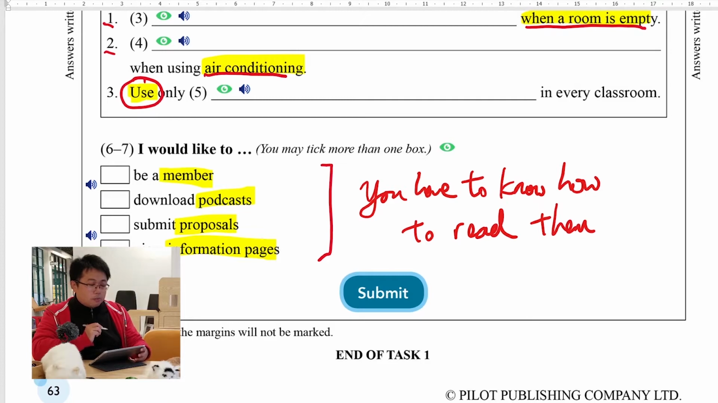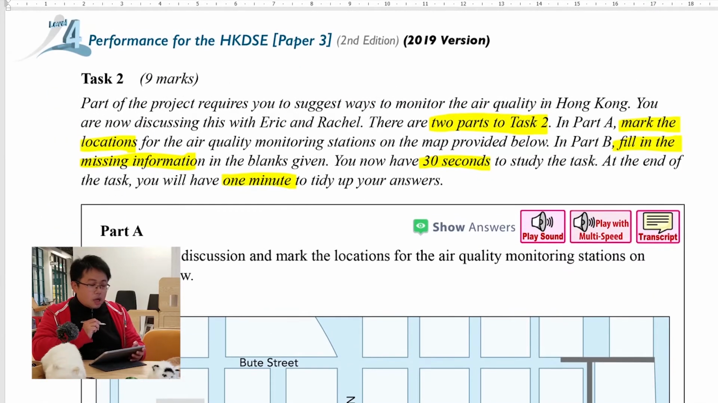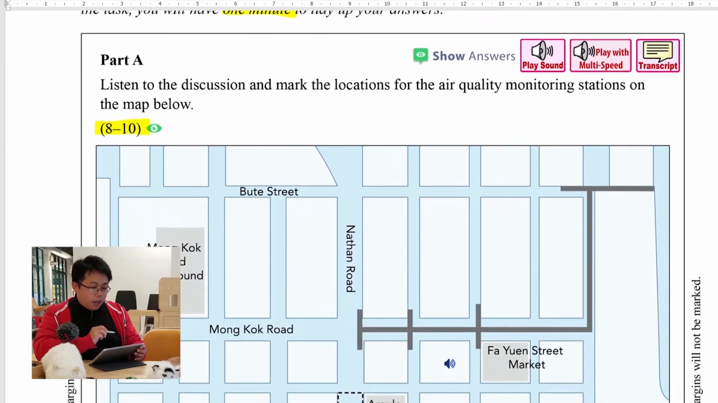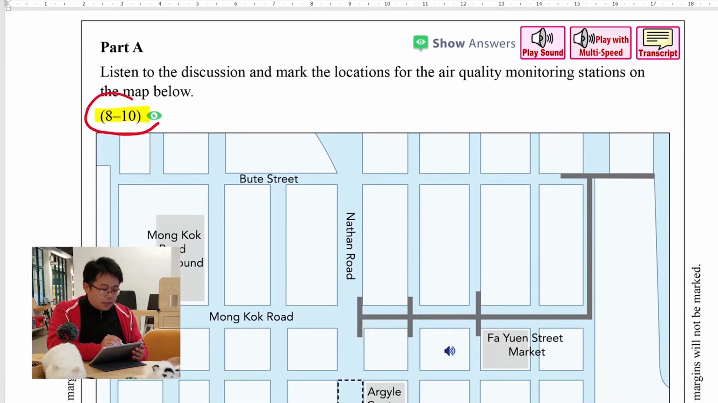Okay, so here comes the next task. Task 2. When you read the instructions, this task is very special because there are 2 parts. In part A, you have to mark the locations of something, and then in part B, you have to fill in the information. You have 30 seconds to prepare, and after that, you have 1 minute to tidy up your answer. So let's go to part A. For part A, first of all, you will notice this covers 3 answers. Why?